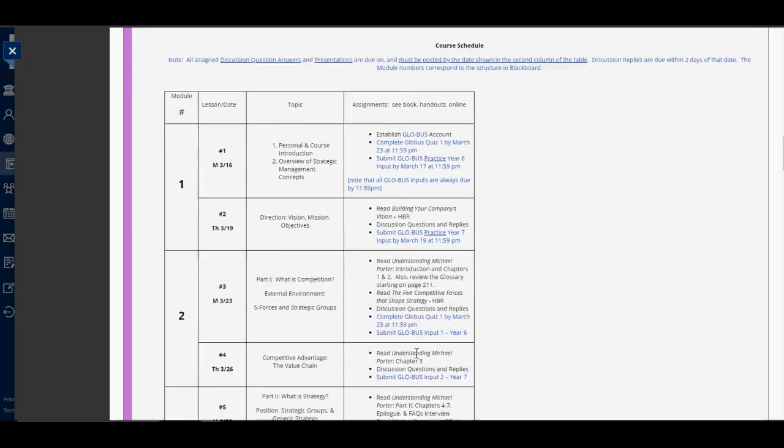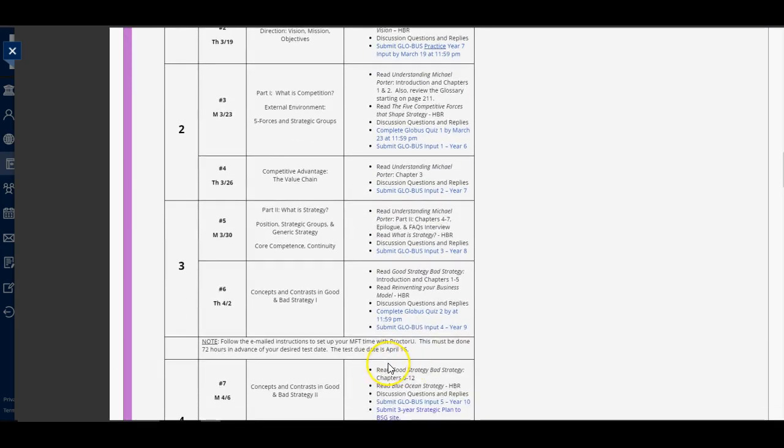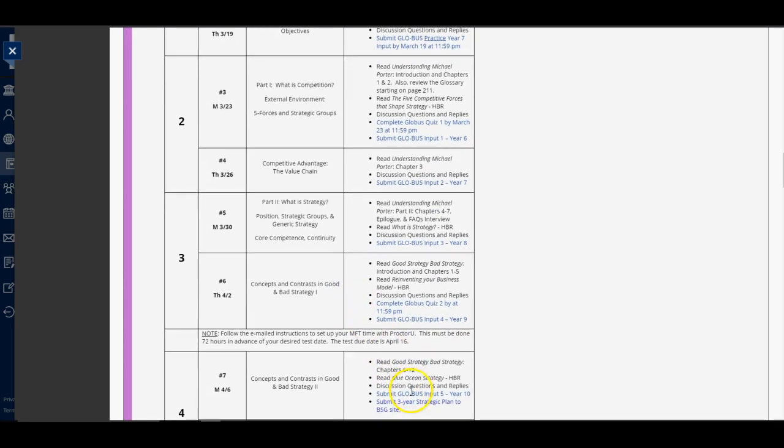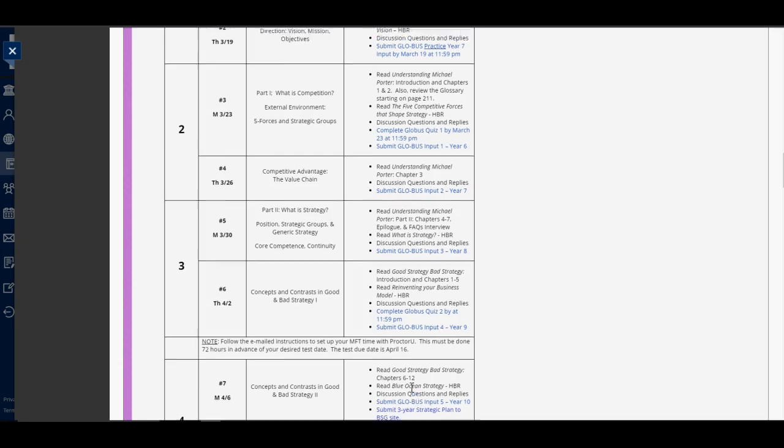On April 2nd, Globus quiz number 2 is due, and on April 6th, a 3-year strategic plan is due and submitted within the game. One of the keys to succeeding in the game is to carefully read and understand the game participants' guide.